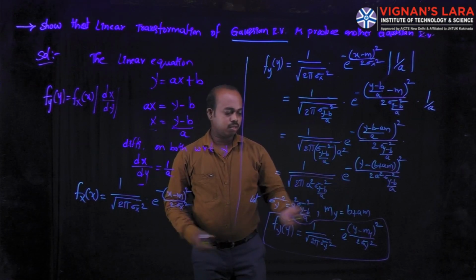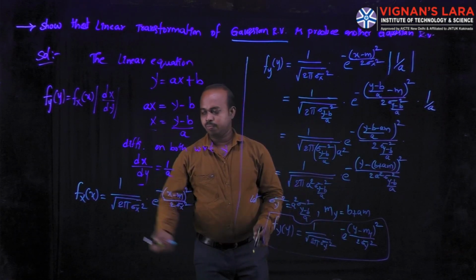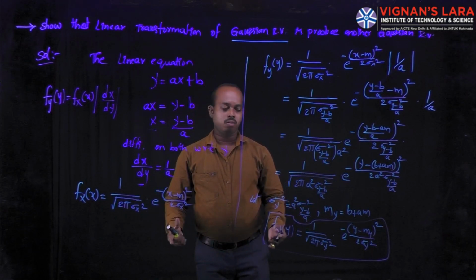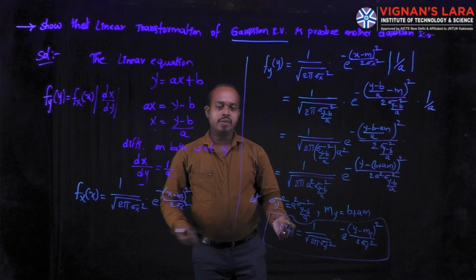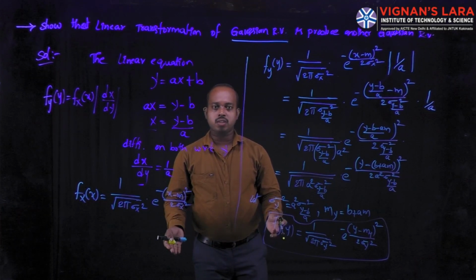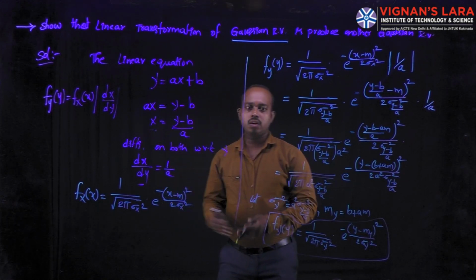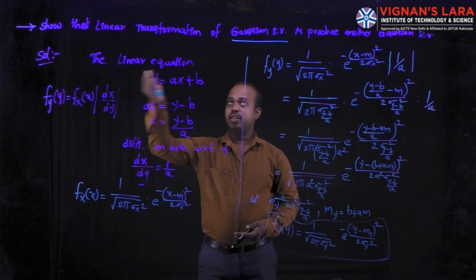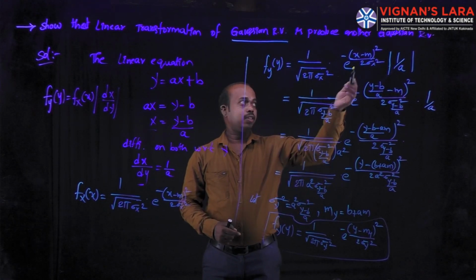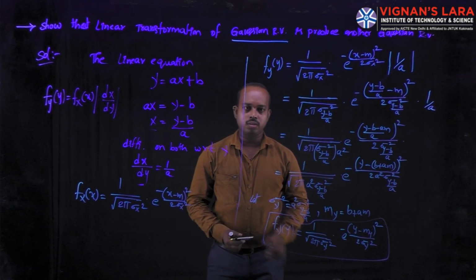Then, comparing these two equations, f_X(x) and f_Y(y), both quantities are similar. You can observe that each and every term has similarities. That's why this proves that a linear transformation of a Gaussian random variable produces another Gaussian random variable.